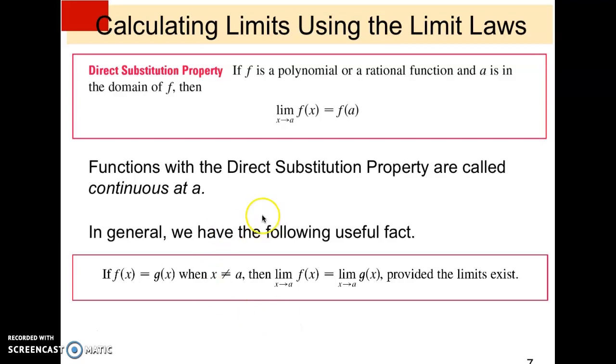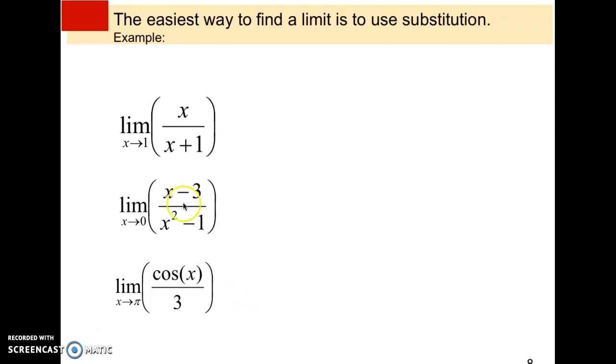So this is called the direct substitution property. It is going to be used often if I have a polynomial or rational function, as long as the number that I'm approaching is in the domain. Let me give you a couple of examples. The easiest way to find a limit is to use substitution if I have a rational or a polynomial function. Now this is a rational function. The second one is a rational function. But the third one is actually a trigonometric function, so we have to worry about that one when we get to it. Let's do each example.